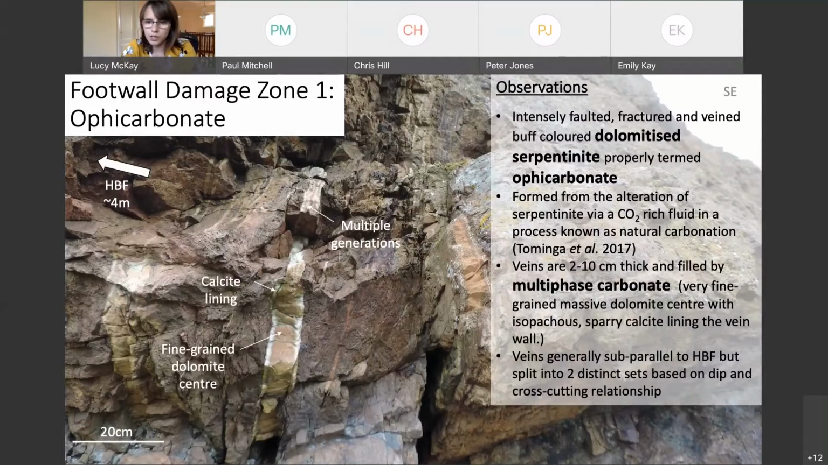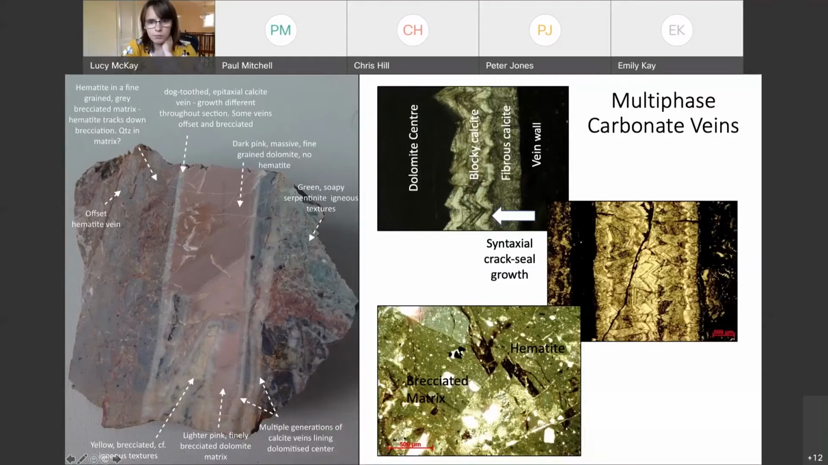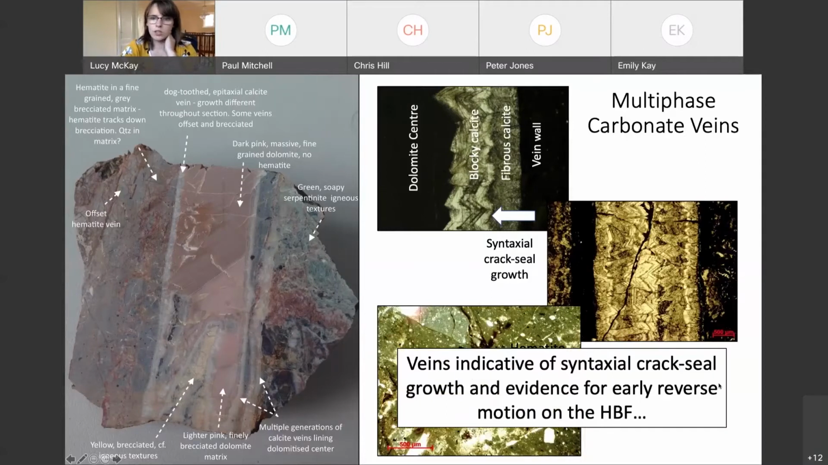Veins in this unit, as you can see in the picture, are 2 to 10 centimetres thick and are filled by multi-phase carbonate, including a very fine-grained massive dolomite in the middle, and then at either edge of the vein, lining the vein, you've got this sparry calcite. And the veins are aligned parallel to the Highland Boundary Fault, but there is a separate set that cross-cut this and are slightly older. So this slide just shows you a section of these multi-phase veins. The calcite displays a dogtooth epitaxial texture indicative of crack seal growth and extensional opening mode fractures.